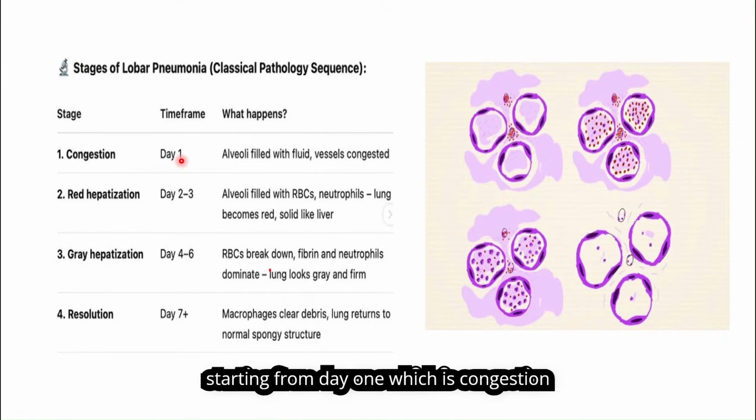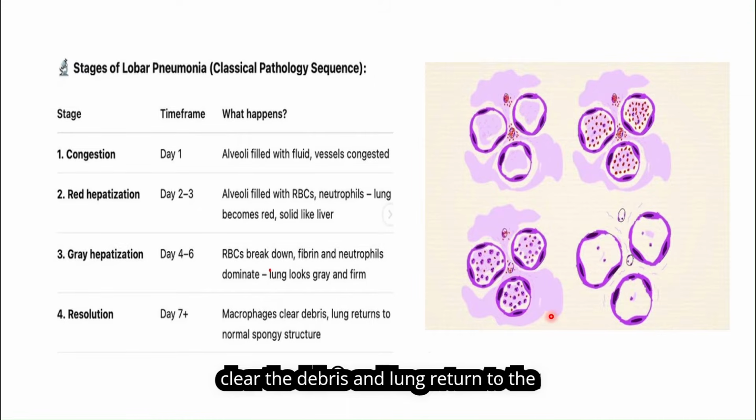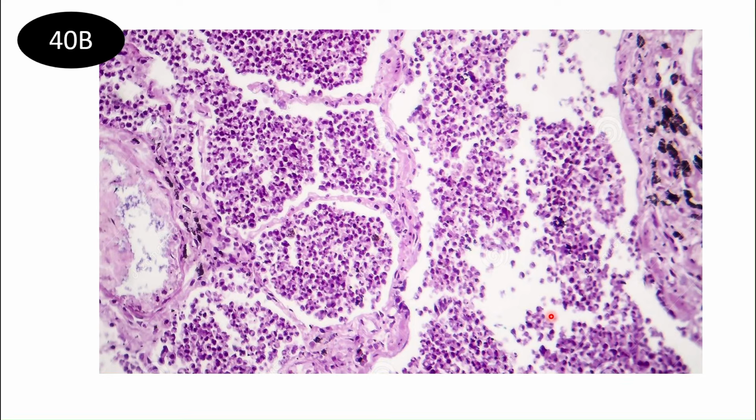So starting from day 1, which is congestion, only vessels are congested and alveoli are filled with edematous fluid. Second stage, red hepatization, mainly RBCs are there in alveoli. In gray hepatization, on day 4 to 6, RBCs are broken down and only fibrinous material and neutrophils are there in alveoli. And lastly, the 4th stage, resolution, where macrophages clear the debris and lung returns to the normal spongy structure.